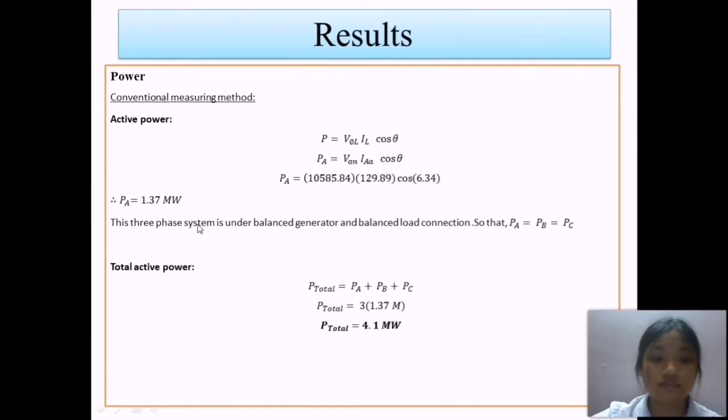Because the three-phase system has a balanced generator and balanced load connection, PA equals PB equals PC. So the total active power is the total of these three values.